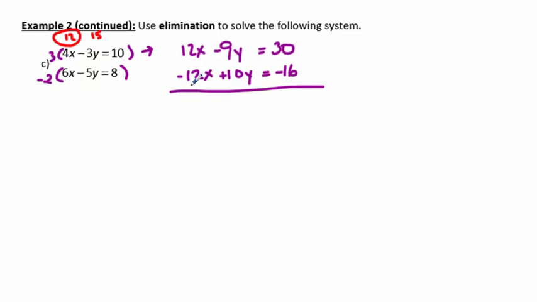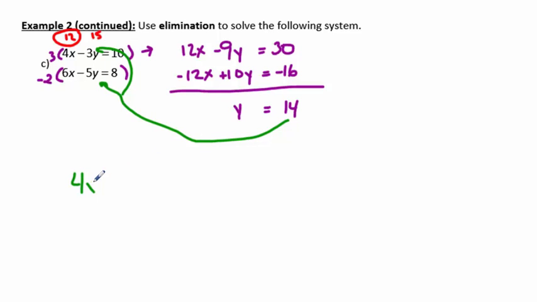If I add these equations up, the x's eliminate, they add to 0x, the y's add to 1y, and 30 minus 16 is 14. So we have our y value. Continuing on, if we have our y value, we're going to plug that into one of the equations, doesn't matter which one, to find the x value. Let's just use the top one. So 4x minus 3 times 14 equals 10. So 4x minus 42 equals 10.